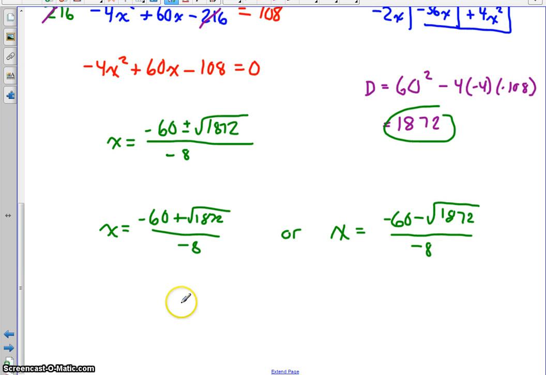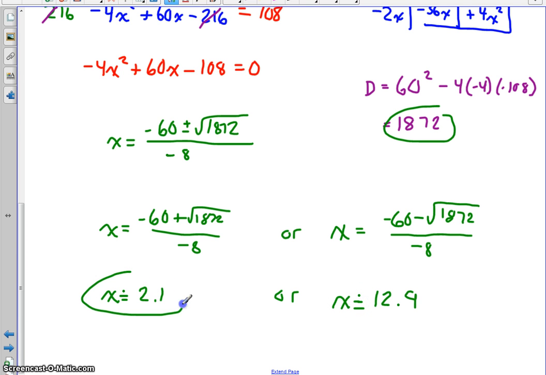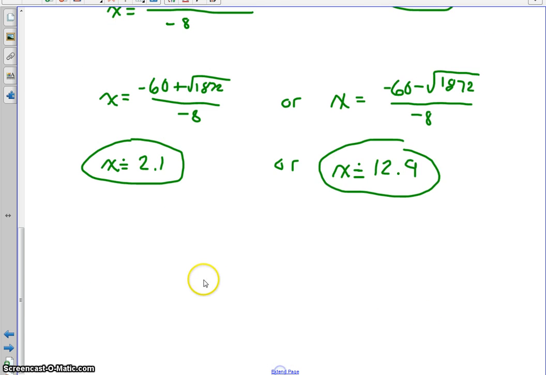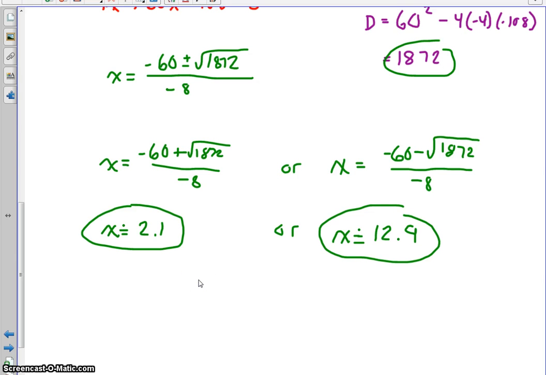I'll leave you to check these yourself, but you should get two possible answers. x is approximately 2.1 or x is approximately 12.9. So you need to ask yourself, are both these answers valid? And on the surface you might think yes, why couldn't both these answers be valid? They're both positive and they have a length. But it's not just that we're looking for negative values that can't be length. You have to look at the original problem.